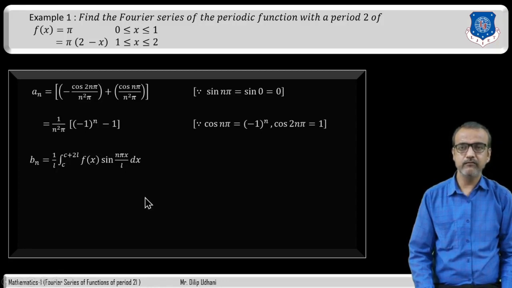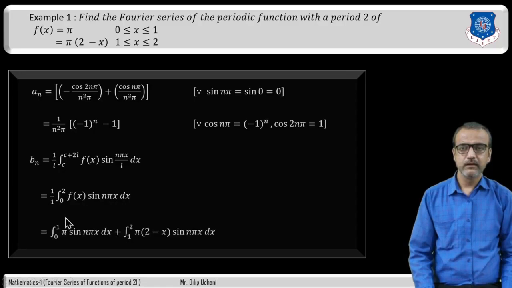Now replacing l by 1 and c by 0, we have 1 over 1 integration from 0 to 2 f of x sin n pi x dx. Now we will write down this integration as integration from 0 to 1, where in the interval 0 to 1 we have f of x equals pi, so pi sin n pi x dx, plus integration from 1 to 2, where in the interval 1 to 2 we have f of x equals pi into bracket 2 minus x, and sin n pi x dx will be as it is.